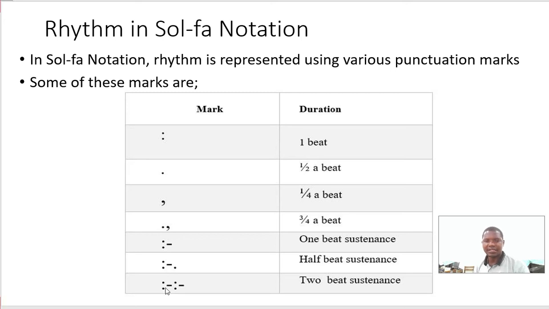Two-beat sustenance is colon, dash, colon, dash. And if there are 3, the same story. If there are 4, how many beats do we sustain? So we shall look at examples for illustration and application of these punctuation marks. I want to urge you to explore with these so that you are able to apply them and learn them.